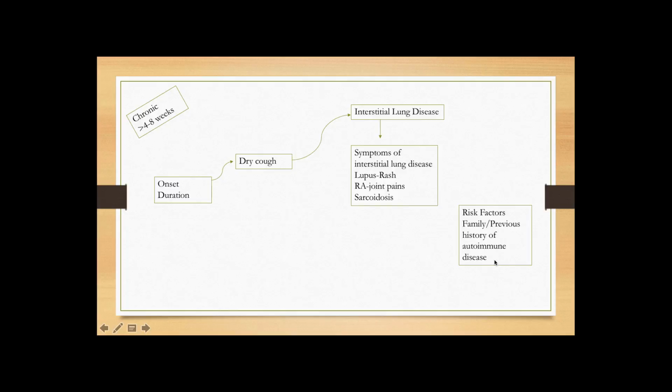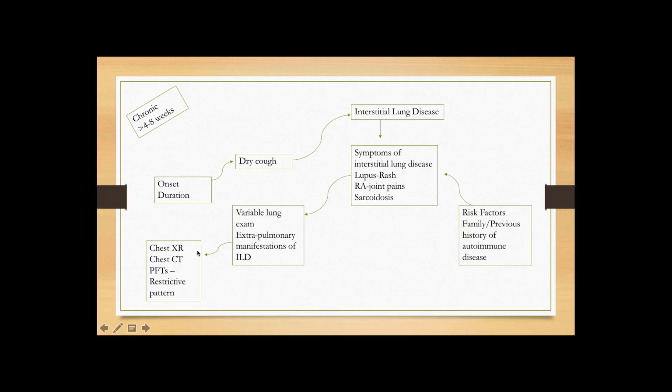Risk factors would be a previous family history or a previous personal history of autoimmune disease, so they may develop some autoimmune disorder early on in life, and now they have developed interstitial lung disease. But this is not always going to be present. Family history is usually present, so just keep that in mind. Again, there may be a variable lung exam, and there may be extrapulmonary manifestations of interstitial lung disease. For example, if you are thinking about sarcoidosis, they have skin nodules. If you are thinking of rheumatoid arthritis, they have morning stiffness and joint pain. Lupus patients have a whole host of different things, so pretty much all the body can be affected.